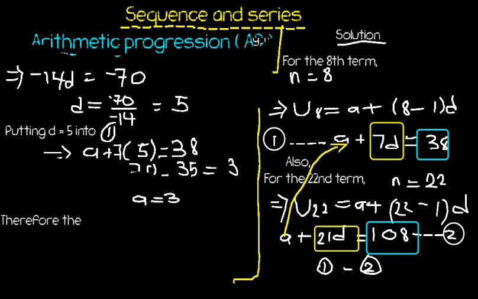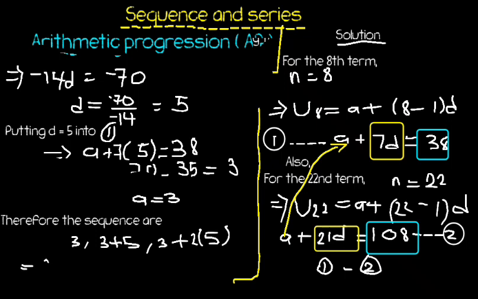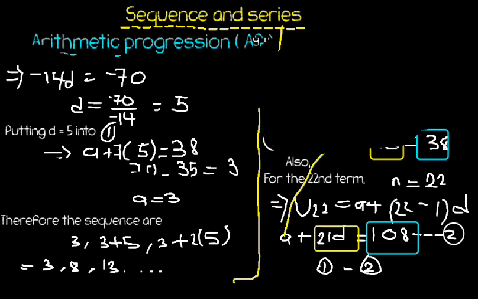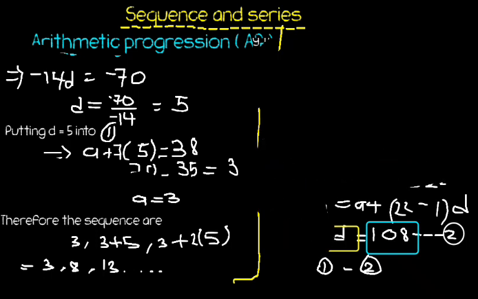So now we have our common difference and our first term. Now it has become easy for us to find our sequence. So we know that the first term is 3. The second term is actually the first term plus the common difference, and the third term is actually the first term plus 2 times the common difference, because you have to add 2 common differences, which we are getting 3, 8, 13 to infinity. You can't write all the numbers here, so you have to indicate it by dots.